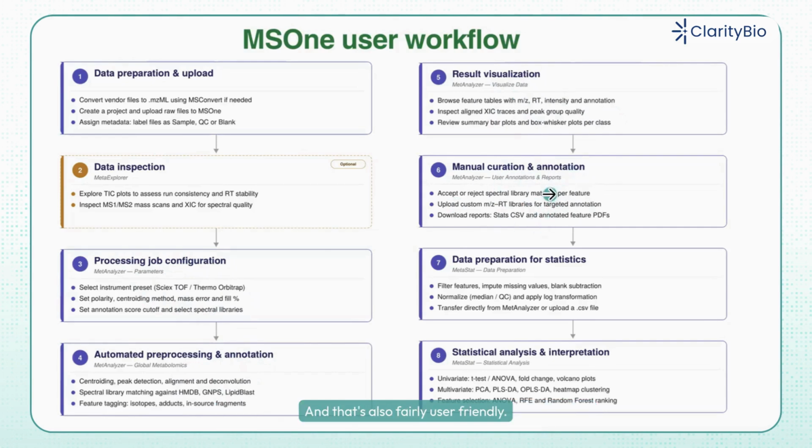Once you have the data table, you want to prepare the data for downstream analysis. That may include imputing missing values, blank subtraction, normalization, and any other transformation, etc. Statistical analysis: all basic statistical analysis tests, feature selection tests, a number of tests and visualizations, heat map, volcano plots, all that has been provided in the Metastat toolbox.